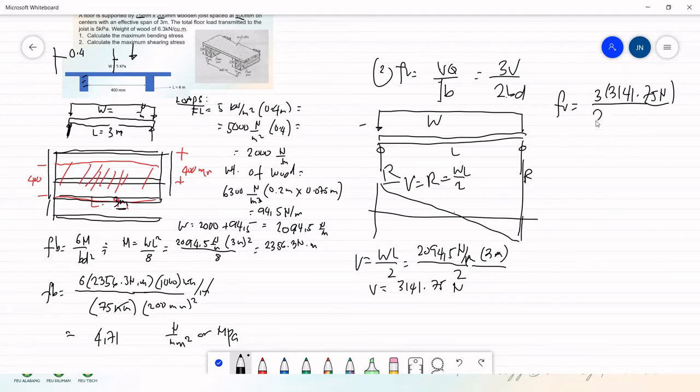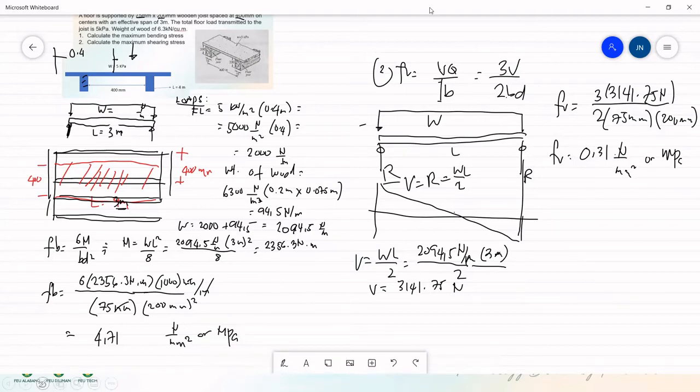Over 2BD. What is B? 75 millimeters. What is D? 200 millimeters. So therefore, FV could be computed as 0.31 Newton per millimeter squared or megapascal. Okay? Any question about this one?